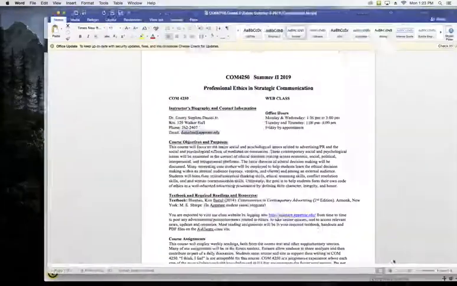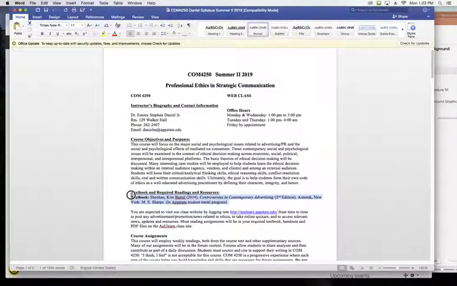So these are going to be a plethora of things we're going to be looking at here. You'll see here that your textbook that I will want you to pick up either in the bookstore for the rental program, or you can pick it up on Amazon, whichever you would like. That's going to be up to you.